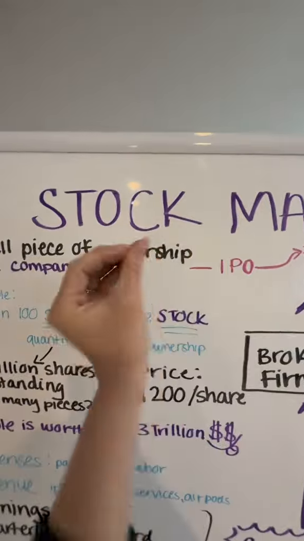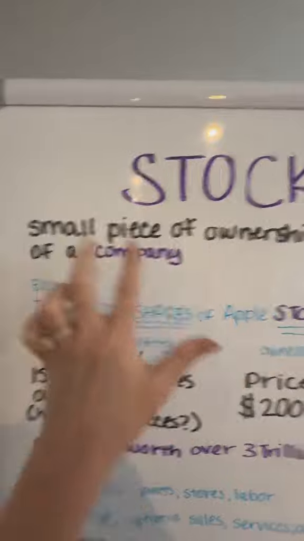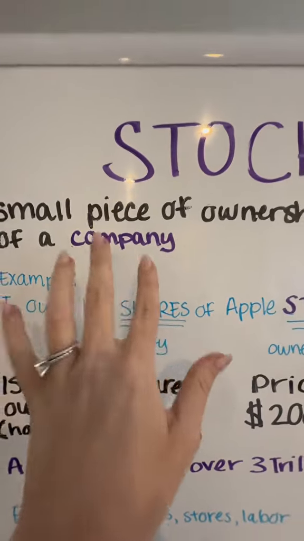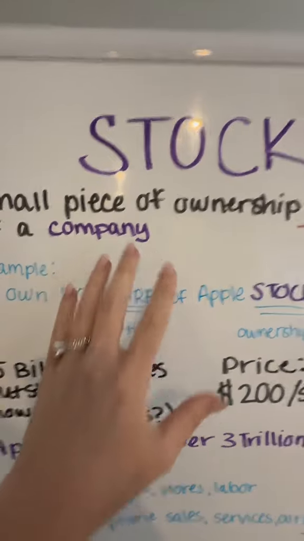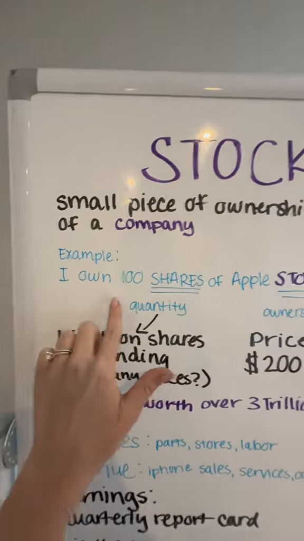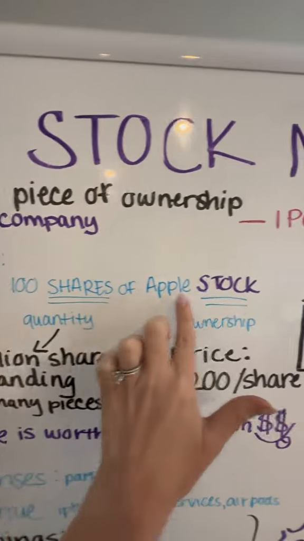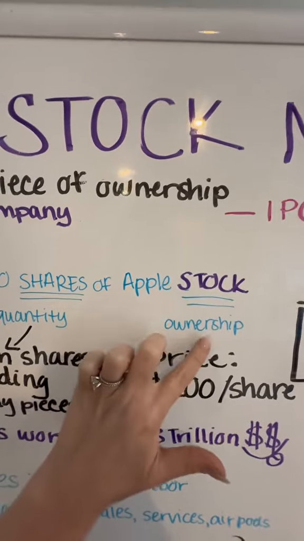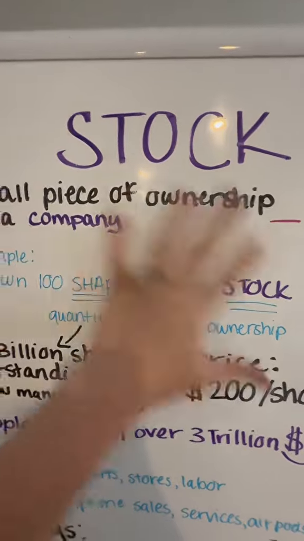I have a point. So stock market, 2 words, we're gonna separate them and then combine them together. A stock represents a small piece of ownership of a company. Keyword there. So a company would split up into a bunch of tiny little pieces. We call that shares. So for example, if I own 100 shares of Apple stock, shares just means the quantity, stock represents ownership. So stock represents ownership of a company.